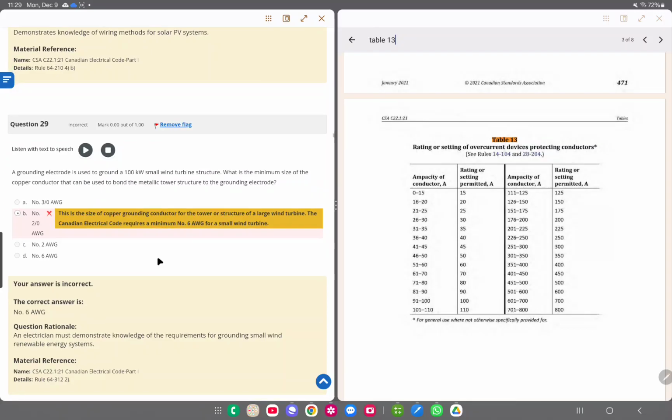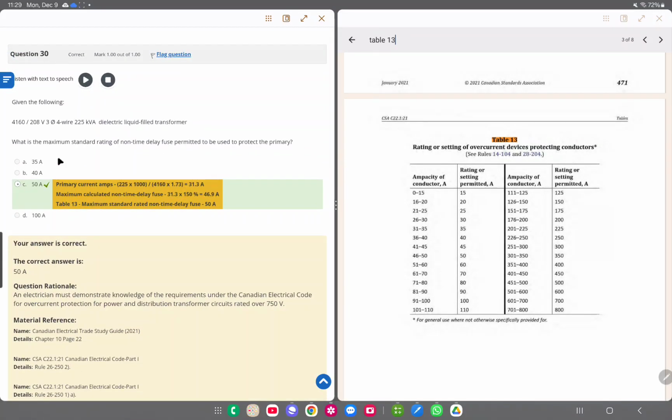A grounding electrode is used to ground a 100 kilowatt small wind turbine structure. What is the minimum size of the copper conductor that can be used to bond the metallic tower structure to ground? If it says small wind turbine, the minimum size is going to be number 6. If it says large wind turbine, then the size is going to be number 2 aught.